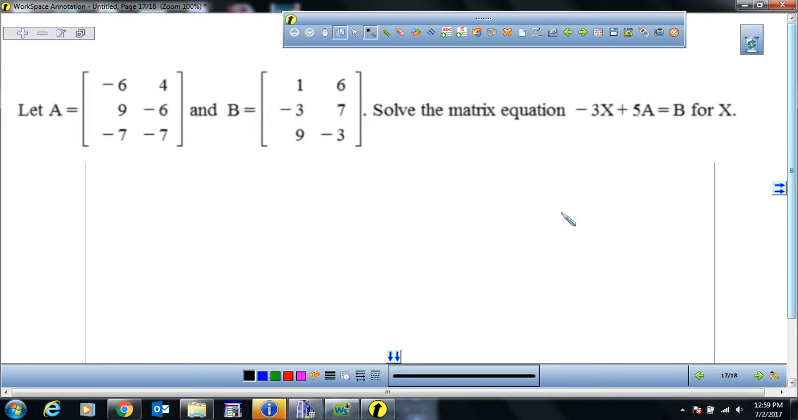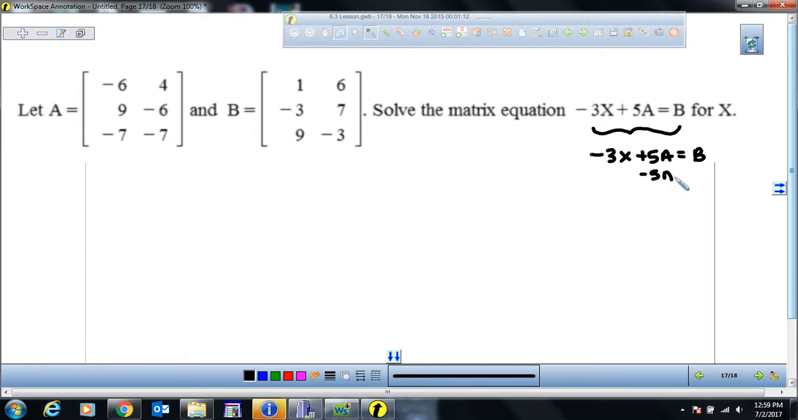So we're going to treat it as a regular equation, meaning that the first thing I want to do here is solve this equation for X to see what kind of operations X is going to consist of. So first, if I want to solve this equation for X, in other words, leave the X by itself, I need to first move the 5A as a minus 5A over to the other side. So that gives me negative 3X equals negative 5A plus B.